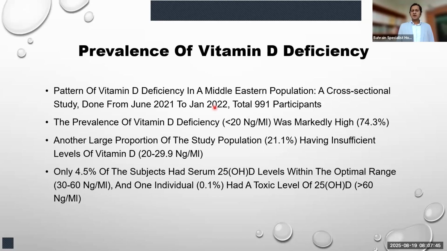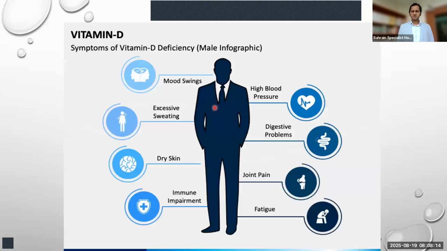There was one study carried out in the Middle East from June 2021 to 2022. It showed that about 74.3% of the patients were absolutely deficient in vitamin D, and another 21% had insufficient vitamin D. So only 4.5% of the patients had a normal vitamin D level. So we can see how prevalent vitamin D deficiency is.